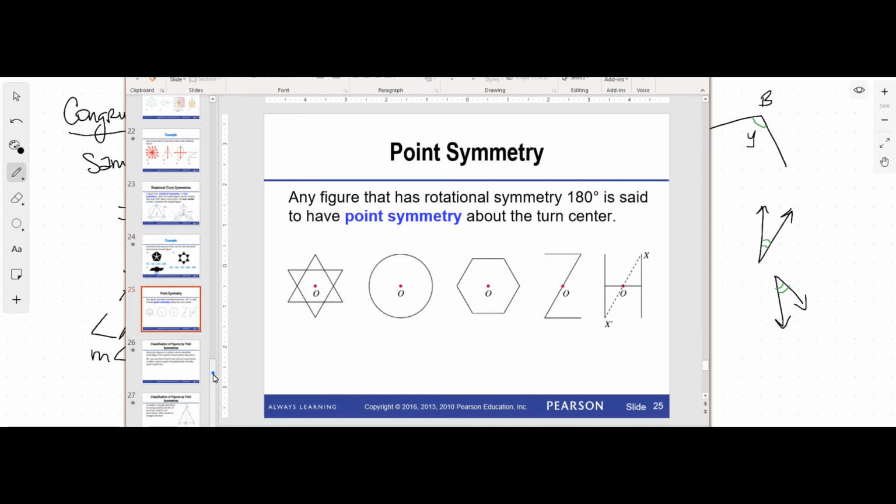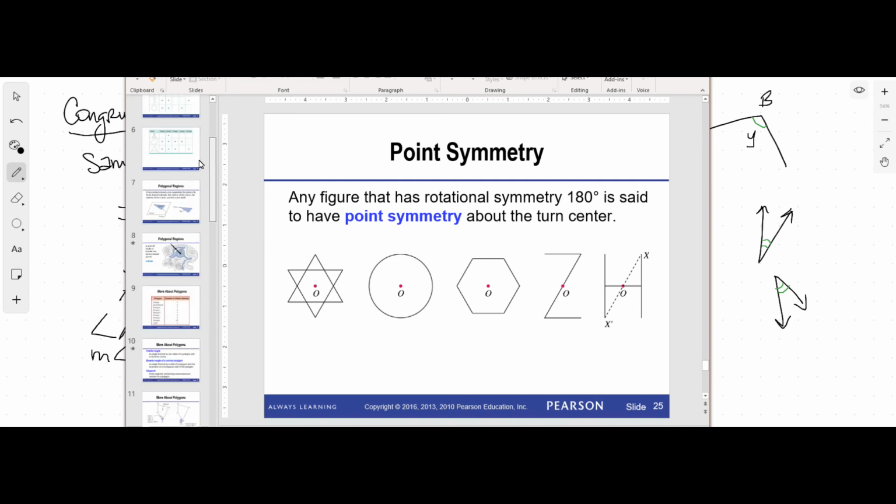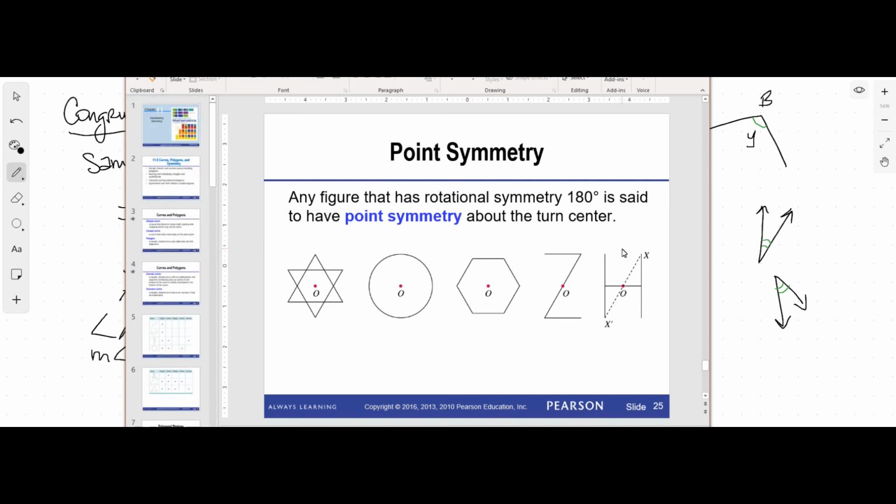Rotations and symmetry, I don't talk about that really. Not in this class. You'll get enough of that in other courses.